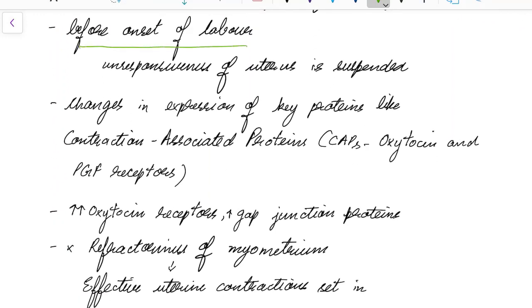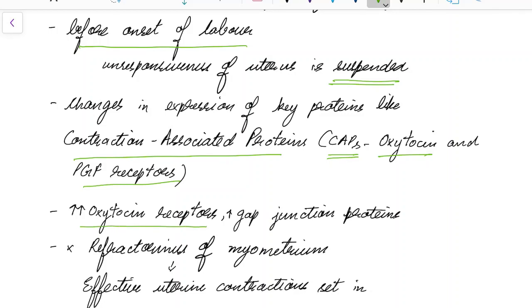Before onset of labor, the unresponsiveness of uterus is suspended. This is due to changes in expression of key proteins like contraction associated proteins. The contraction associated proteins are abbreviated as CAPs, and these include oxytocin receptors and PGF receptors. Before onset of labor, there will be marked increase in oxytocin receptors in uterus.